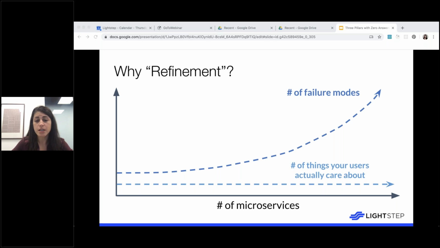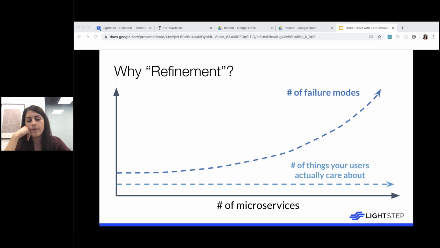What's also interesting here is as you add more microservices, the number of failure modes increases linearly. That's just because service-to-service interactions introduce all sorts of ways for things to break, and many of them are really hard to predict. These are problems that we didn't really have to deal with in the monolith world, and now we have to deal with a much higher number of failure modes in the microservice world. So this is problematic because the number of failure modes is increasing, but the number of things that our users actually care about is remaining the same.